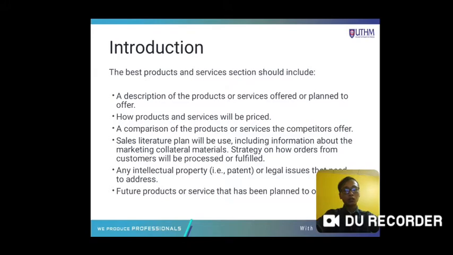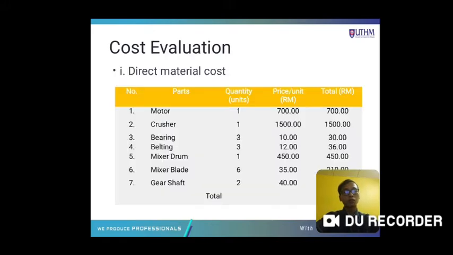For the introduction, the product and service section should include the description of the product, how the product should be priced, comparison with other existing products, a literature plan on marketing, any intellectual property, and the future product service plan for this project.